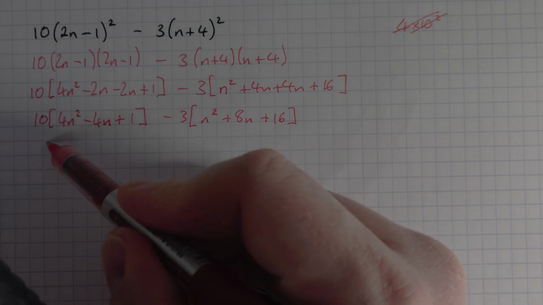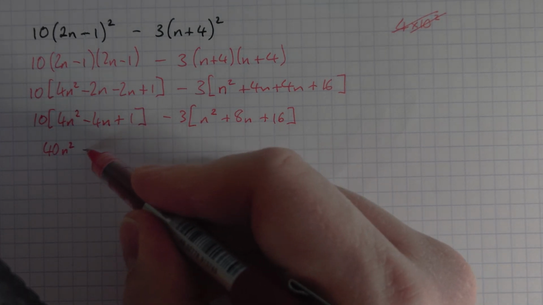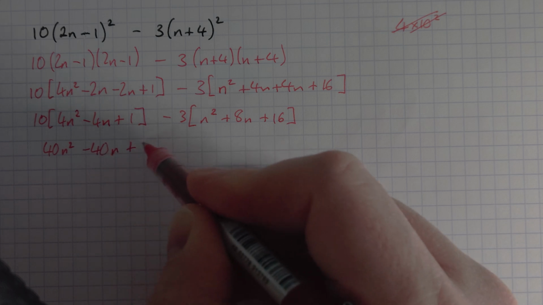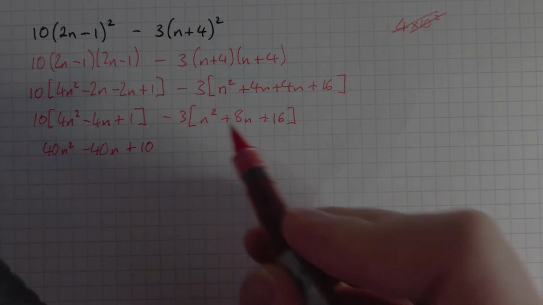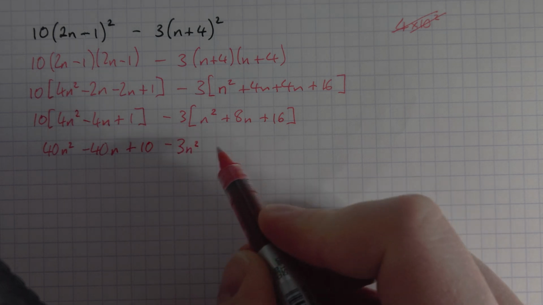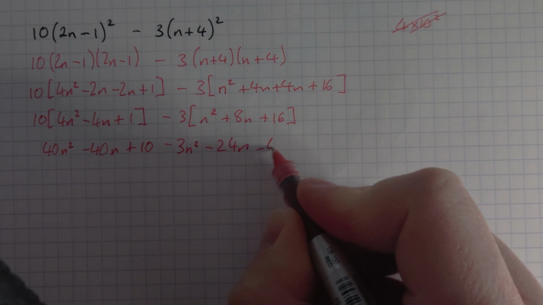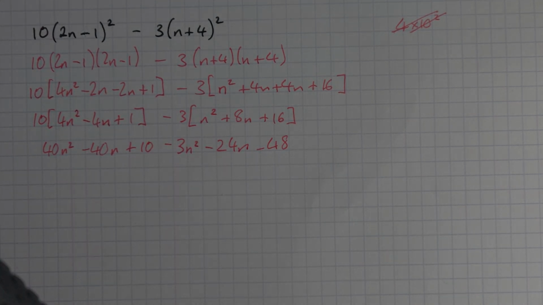10 lots of 4n, that's 40n squared. Minus 40n plus 10. Minus 3 times n squared is minus 3n squared. Minus 3 times positive 8 is minus 24n. Minus 3 times positive 16 is minus 48. You can use a calculator if some of these get a bit awkward.